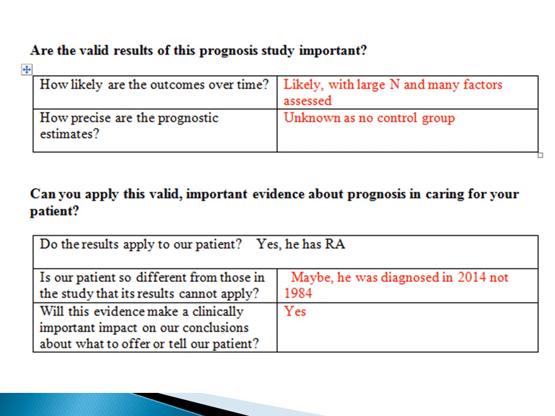Can you apply this valid, important evidence about prognosis and care for your patient? Yes, he has rheumatoid arthritis. Was he different? Maybe. He was diagnosed in 2014, but not in 1984, so things may have changed. And would this affect what you're offering to the patient and telling the patient? And I would say yes.